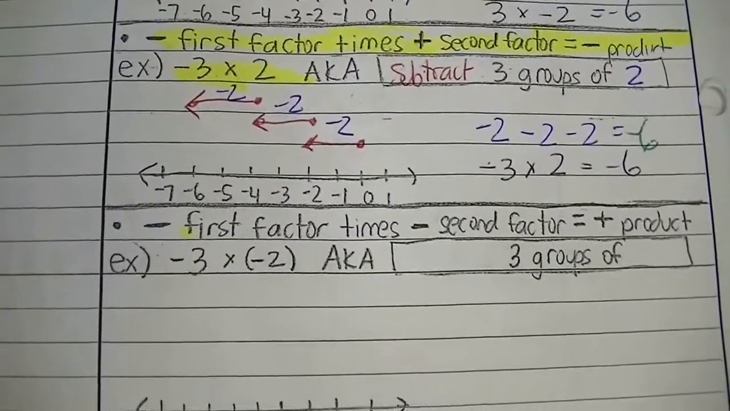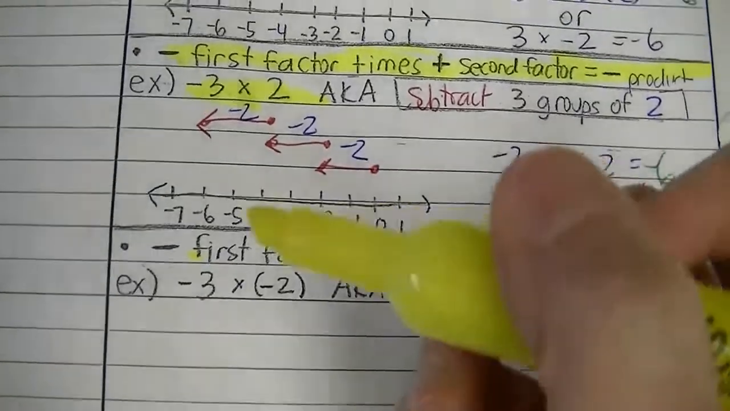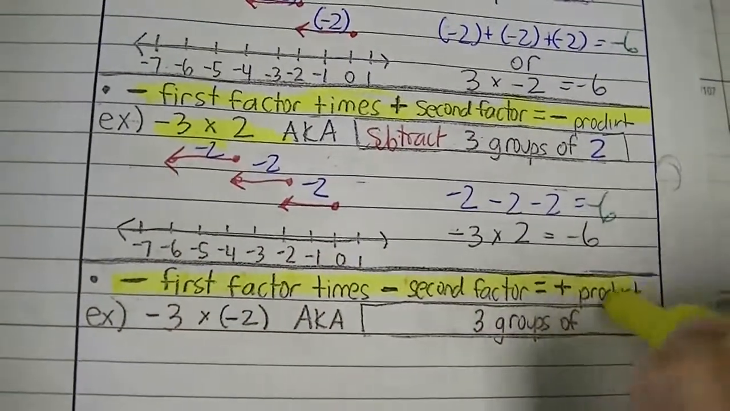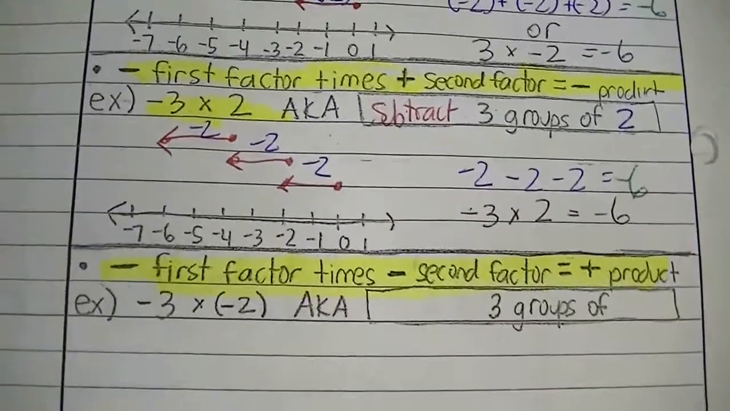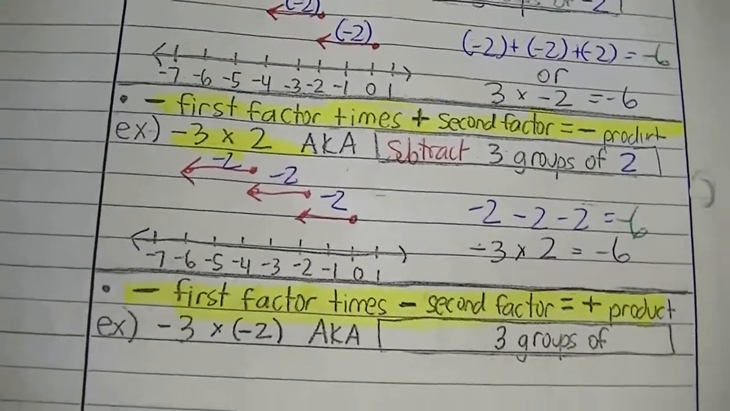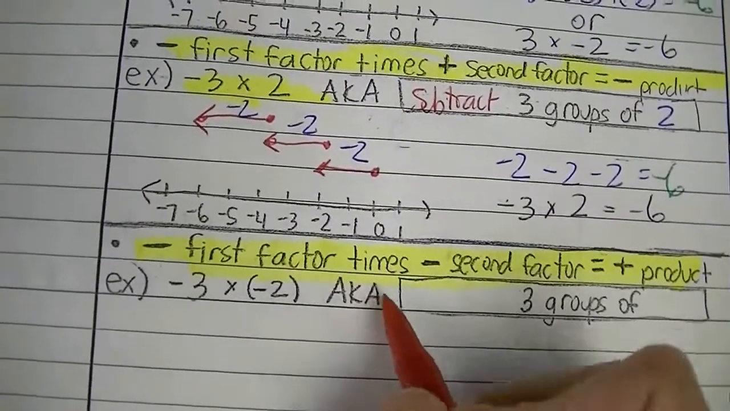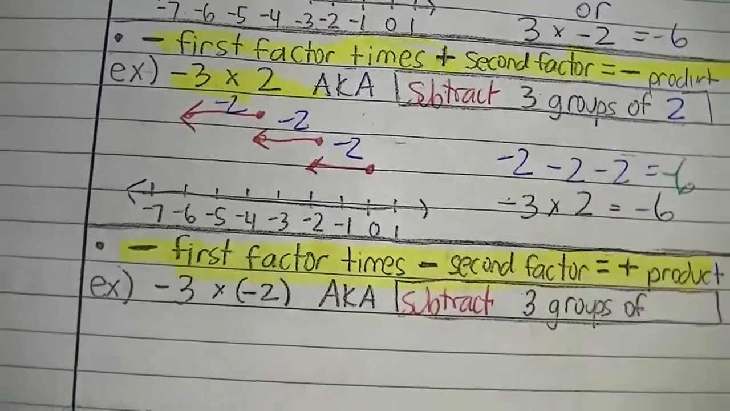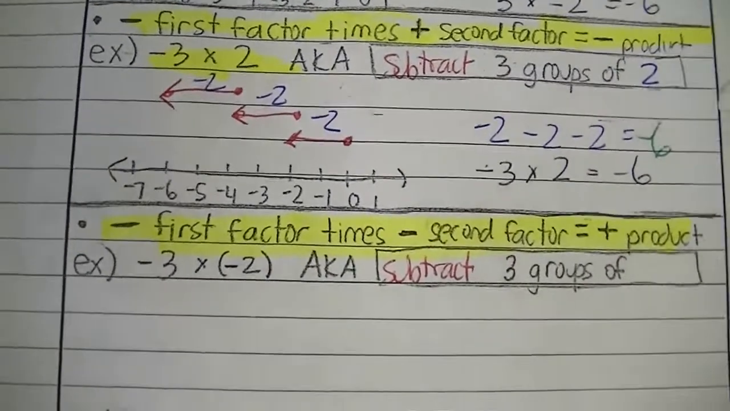Okay, now what happens if you have a negative times a negative? You're going to have a positive answer. Okay, and here's how you would think of it. Negative 3 times a negative 2 also means that you're subtracting 3 groups of negative 2.